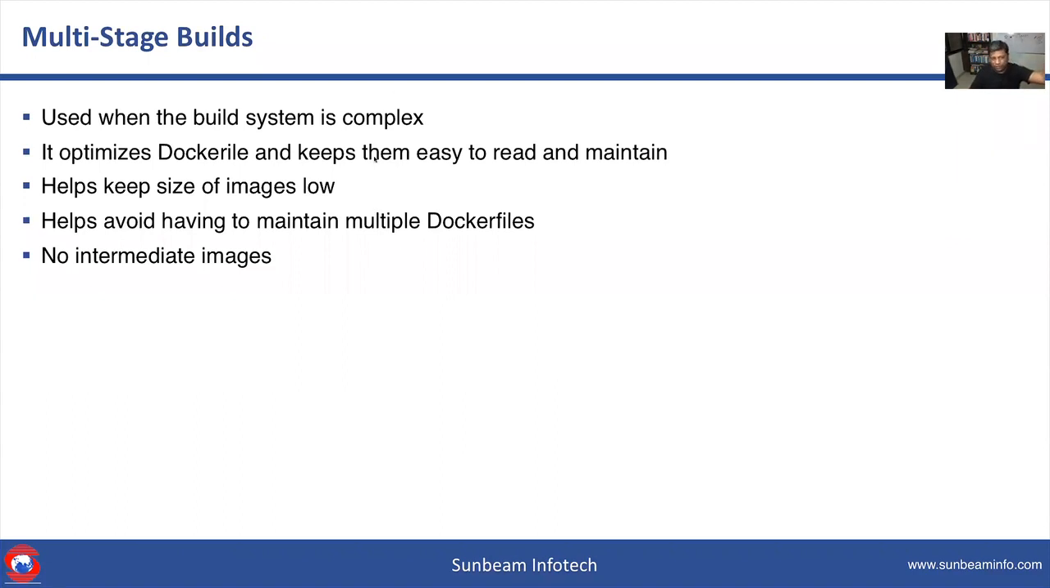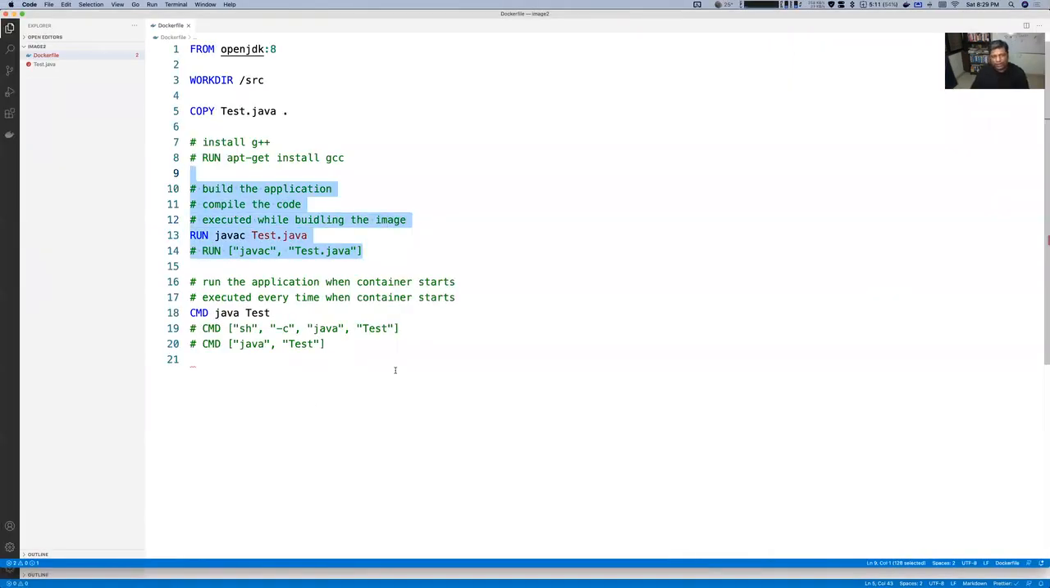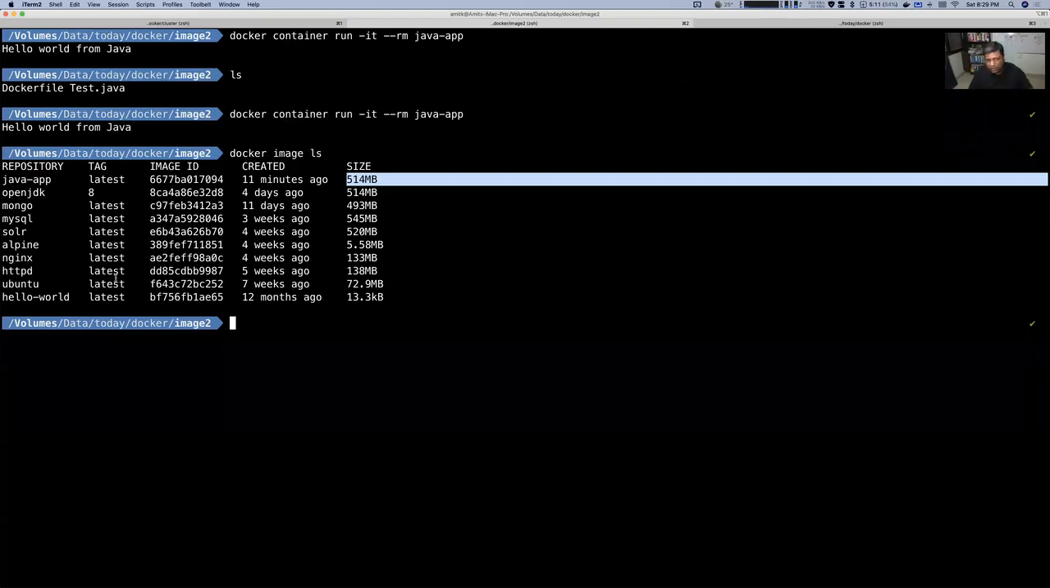A multi-stage build is the one with which we can separate the building and execution of the code into different kinds of stages, so that our final image will be a lot smaller than what we have right now. See, the current version is 514 MB. Can't believe that. One Java file I want to compile and run, and it is creating a size of almost 514 MB. And do you know why the 514 is there? It is because you are using that OpenJDK.